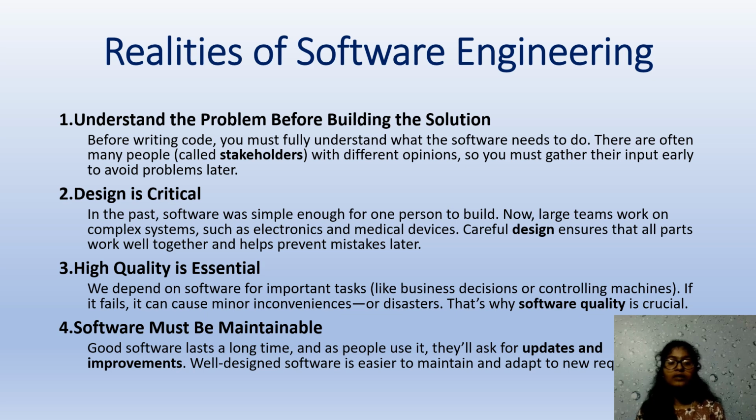Coming to high quality, which is very essential for software engineering because we depend on software for important tasks like business decisions and controlling the machines. If the software fails, it can cause minor inconvenience or disasters. That's why software quality is crucial.